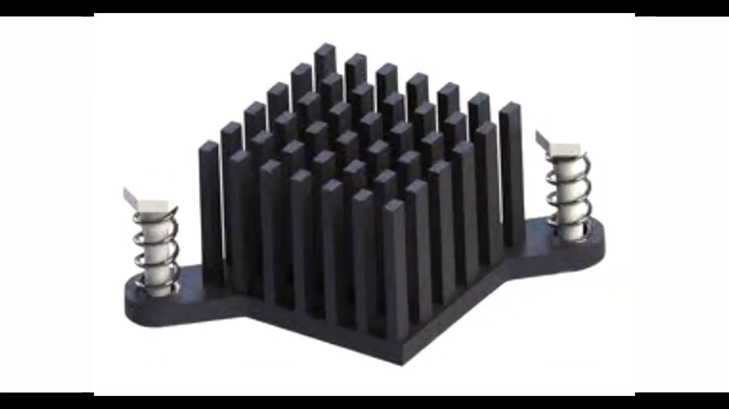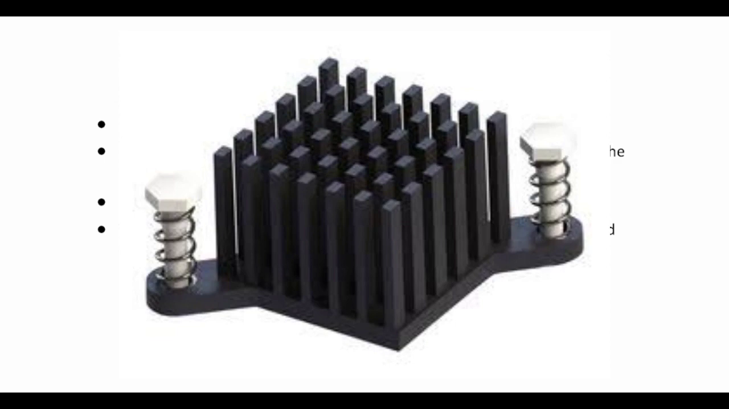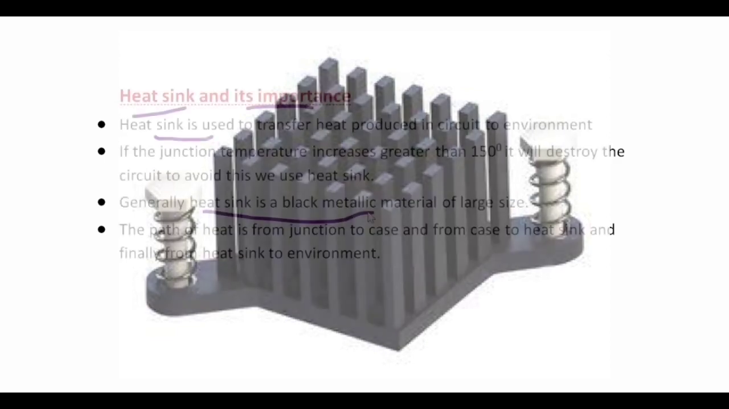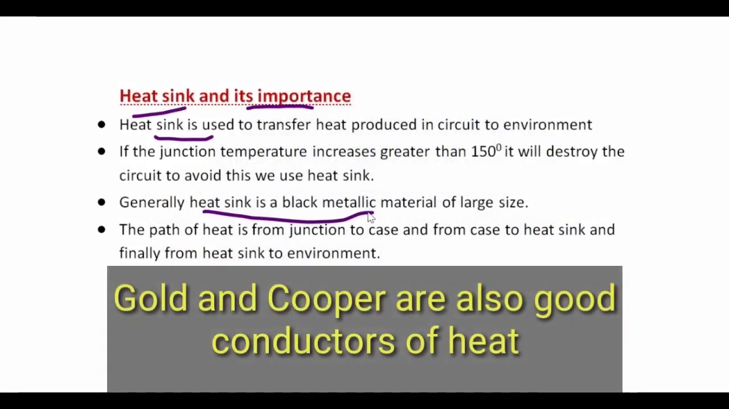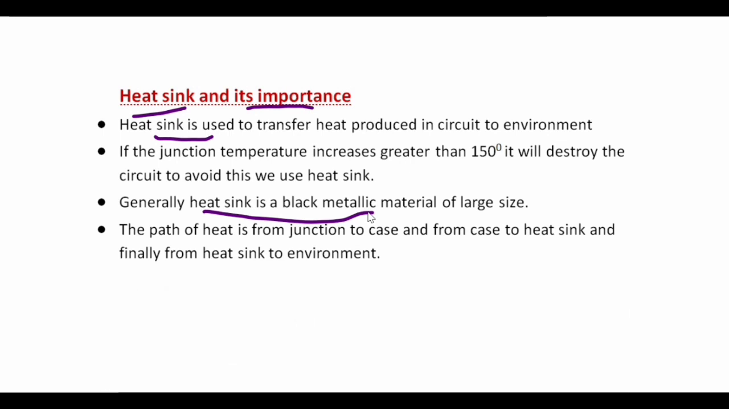Generally a heat sink is a black metallic material. It is somewhat large in size, and we use a metallic material because metal has good conductivity and conducts heat faster. Heat sinks are black colored because black has more absorbing capacity; black color absorbs heat faster than any other color. Because of that, a metal piece coated in black color is taken as a heat sink.